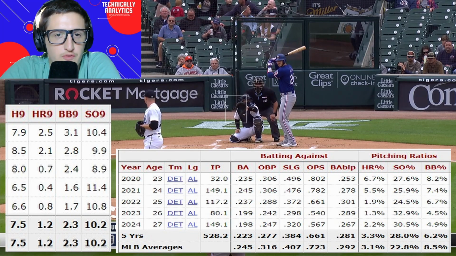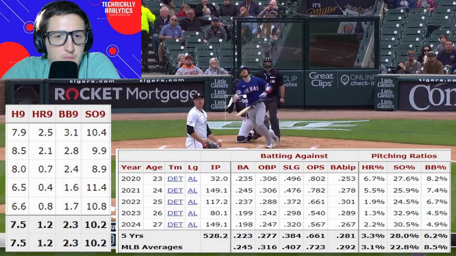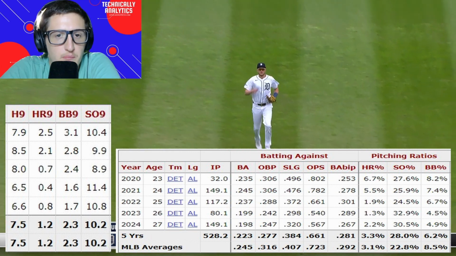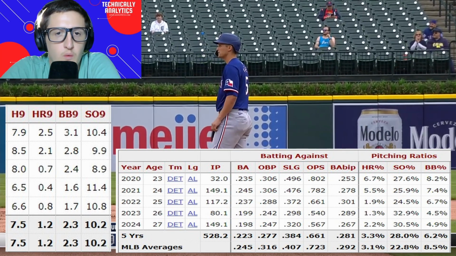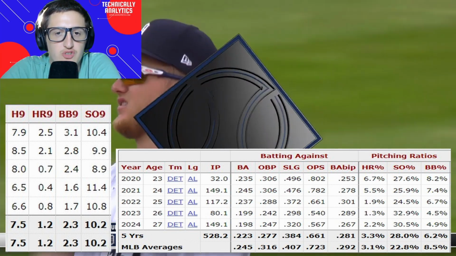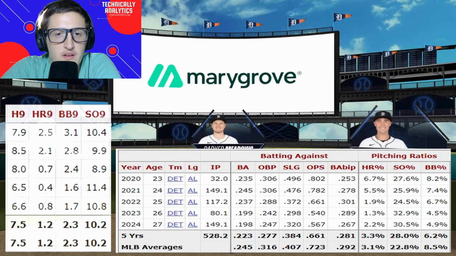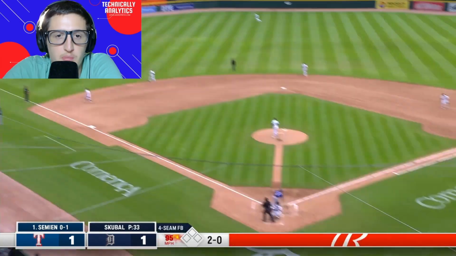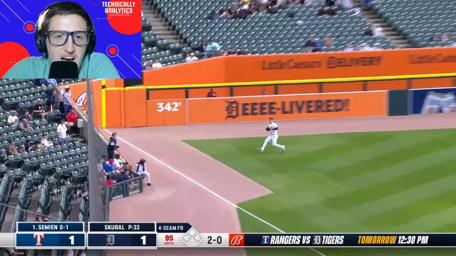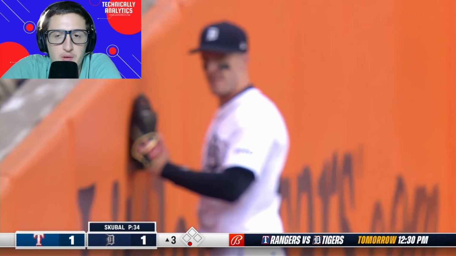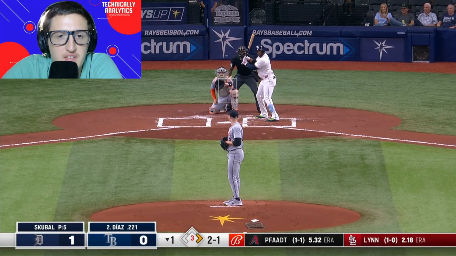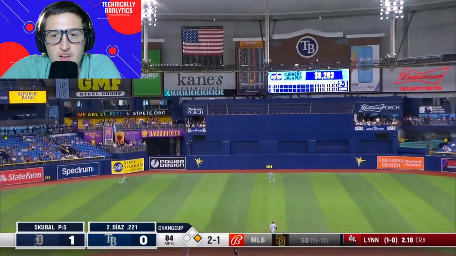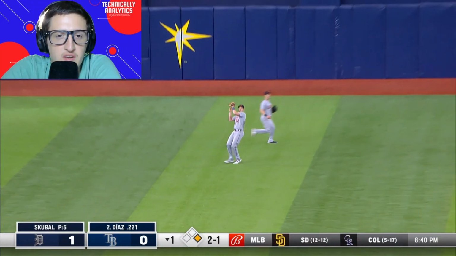So for example, Tarik Skubal this season is at 6.7 hits per 9, 0.8 home runs per 9, 1.8 walks per 9, and 10.7 strikeouts per 9. So yeah, that's pretty good. Those are really good numbers actually. The hits are a little bit high. You probably want to be more around, actually no, it's pretty good. Never mind, what am I saying? You want hits as low as you can get, but yeah, it's pretty decent.